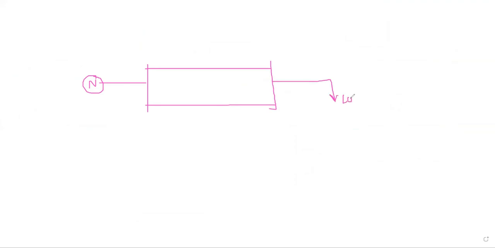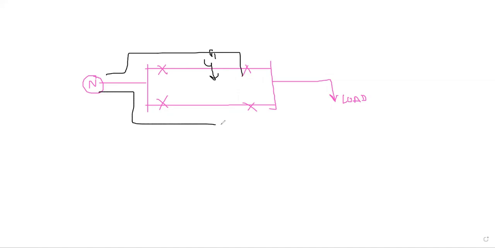In our case we will assume distance protection as a backup. We are having 2 feeders and this is the load. And we are having 4 breakers on this side. Now let's assume the fault is here. Now the fault direction will be this as well as this. Right? Correct.